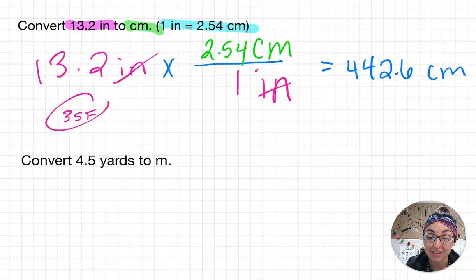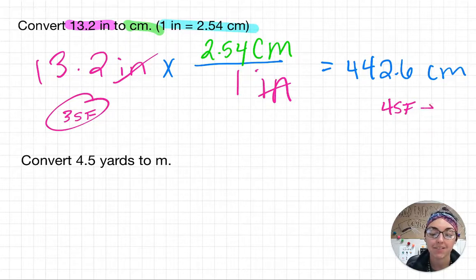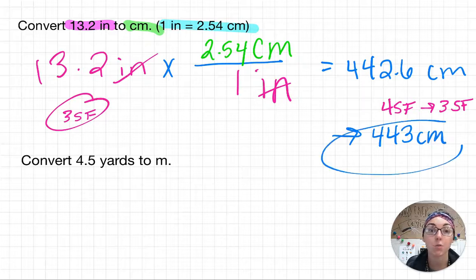Right now, 442.6, that's 4 sig figs. No good. We need to round that to 3 sig figs to follow our rules. So that means our final answer ends up being 443 centimeters with the appropriate number of significant figures. So keep that in mind. You always want to have the right number of sig figs in your final answer.